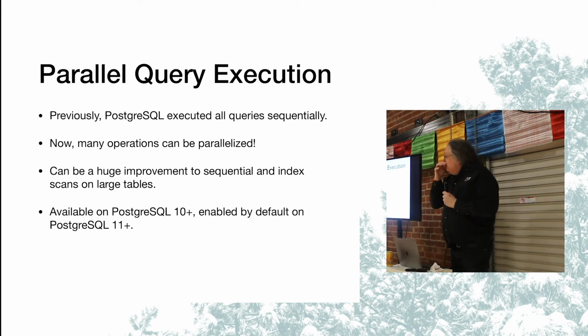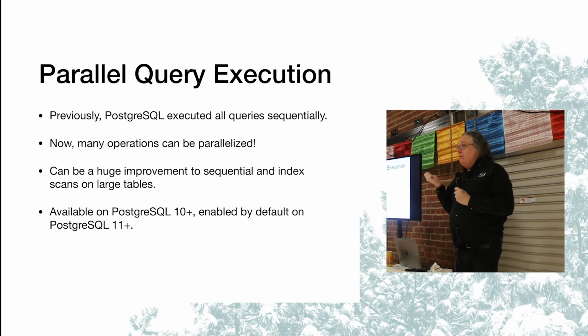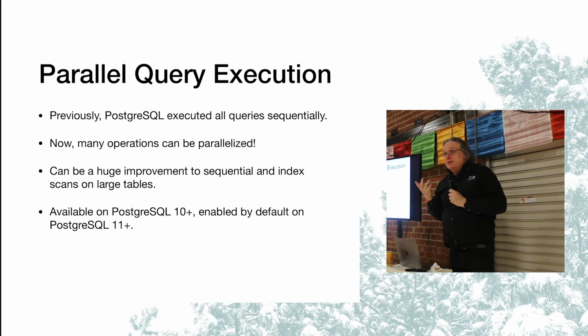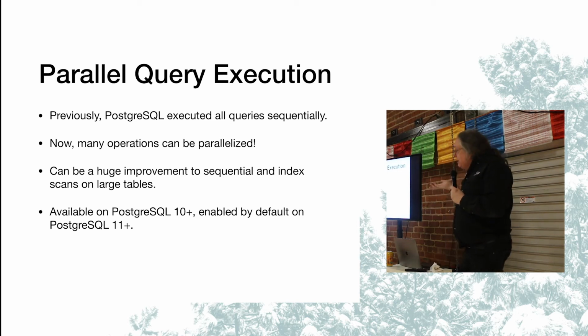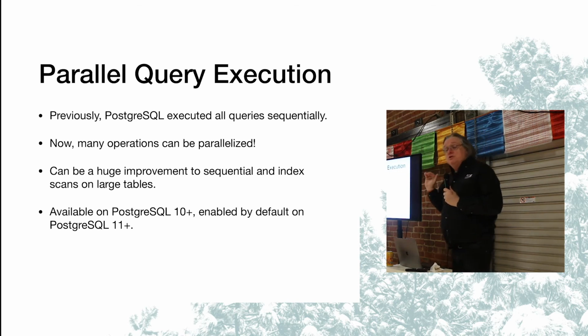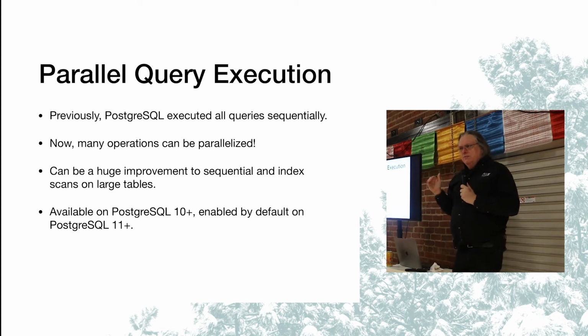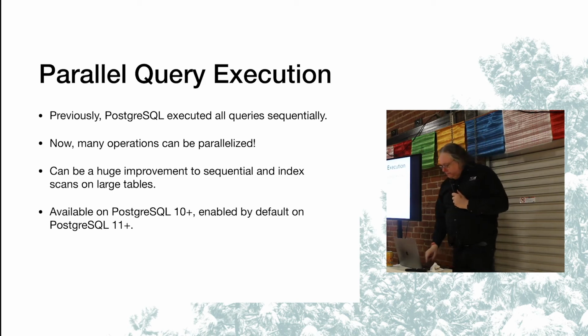So in version 10, parallel query execution was added, which allowed it to fire up multiple backends to handle large queries. For example, a very large sequential scan could be broken up into multiple queries and processed that way. Potentially a really huge speed improvement. So if you are doing data warehouse types of things, very large databases, very large tables, check this out. Some maintenance operations like create index can be parallelized as well, and so that's very nice.